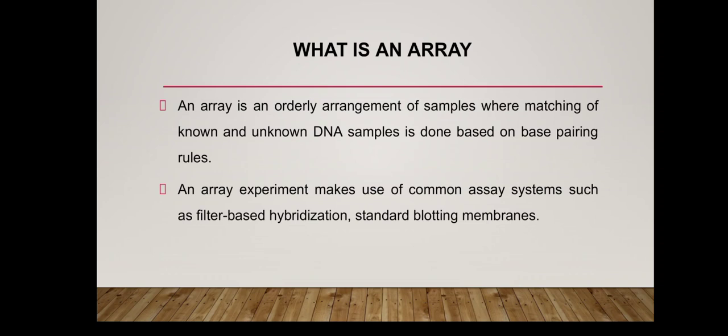What is an array? An array is basically an orderly arrangement of samples that allows for the matching of known DNA samples and unknown DNA samples. Known DNA samples are termed probes, while the unknown DNA samples are termed targets. The matching is based on the base pairing rules. As we know, adenine always pairs with thymine while cytosine pairs with guanine. By exploiting these base pairing rules, microarray enables researchers to identify specific DNA sequences, analyze gene expression, and detect genetic variations. Microarrays are a powerful tool of microbiology, allowing for high throughput analysis of DNA samples.